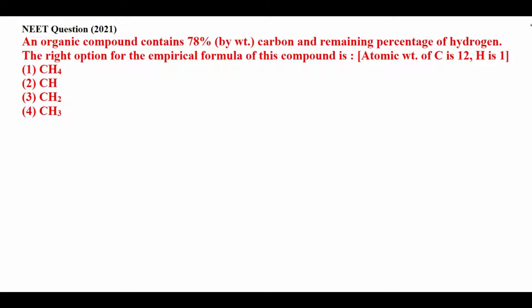For this, they have given you the atomic weight of carbon, that is 12, and hydrogen, which is 1. So first of all, we will find the actual composition of carbon and hydrogen. For this, I'll assume that this compound is of 100 gram. So let the composition of the compound equal 100 gram. Out of this 100 gram compound, carbon is 78%.